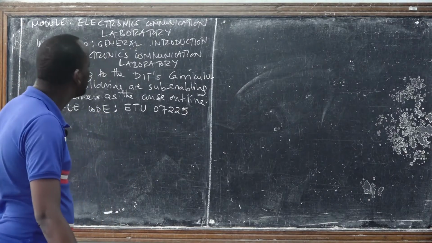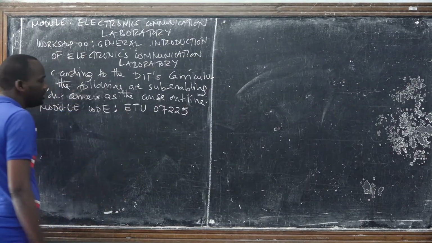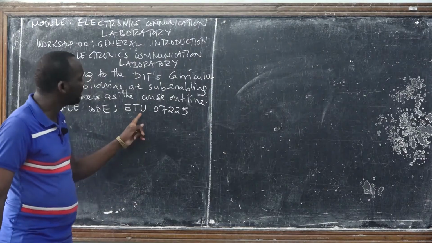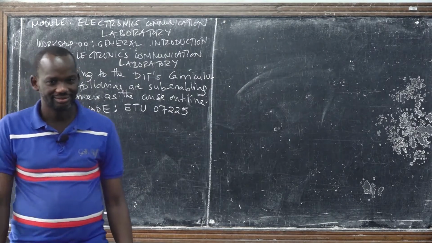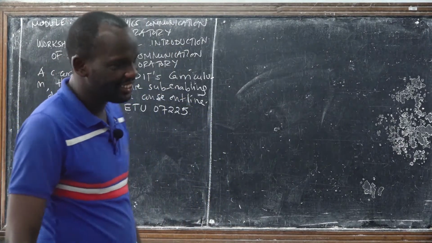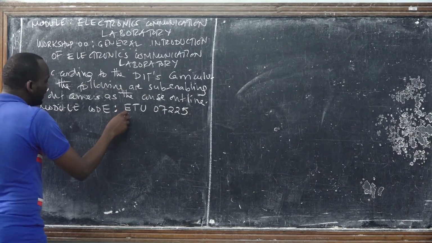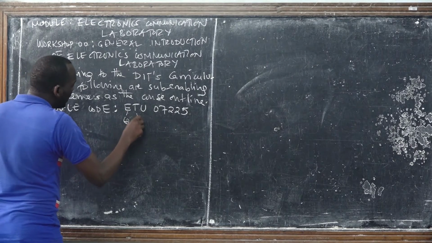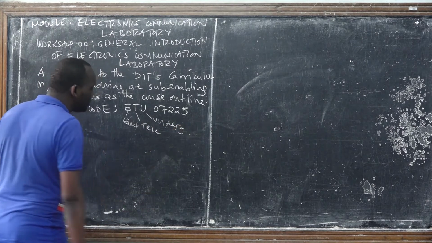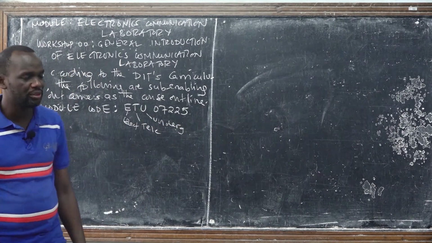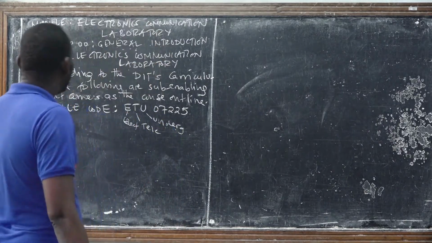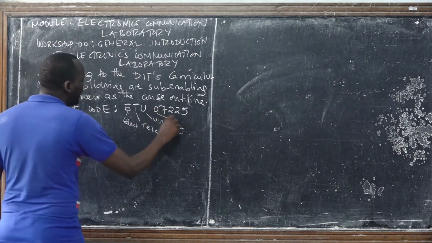The meaning of this module code: E stands for electronics, T stands for telecommunication, and U stands for undergraduate. It means your level is undergraduate, in other words we call it bachelor. Then 07 stands for NTA level 7.